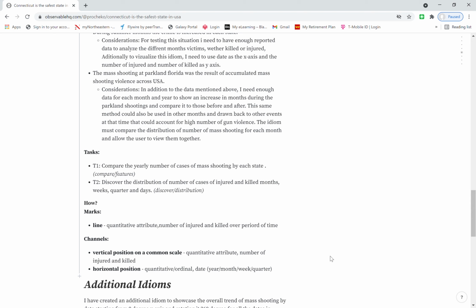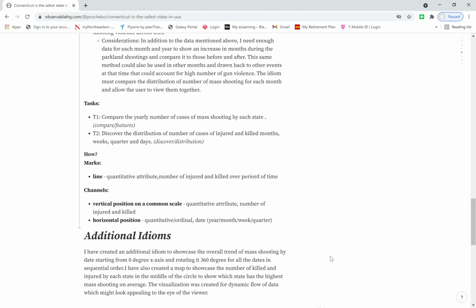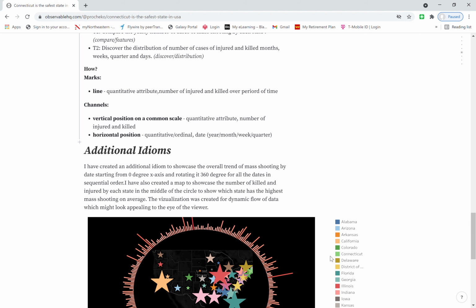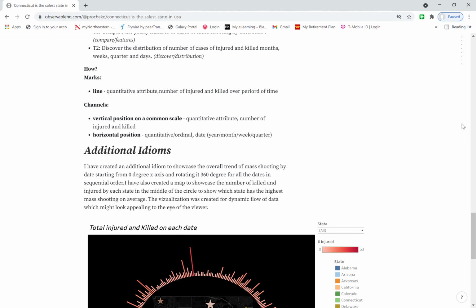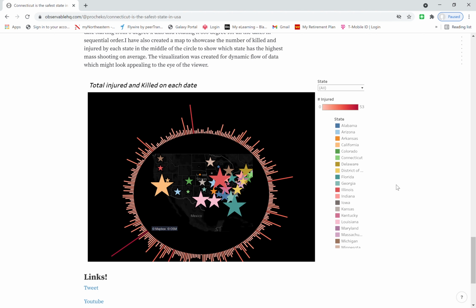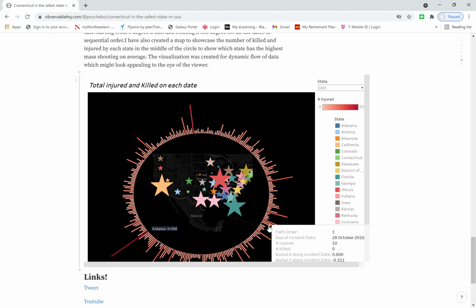The first task is to compare the yearly number of cases of mass shootings by each state, and the second task is to discover the distribution of the number of cases of injured and killed by month. How I've done it, I've used marks, line, quantitative attribute, and channels. I've used vertical and horizontal position. Additionally, I created a visualization which is really keen to the users' eye to see.